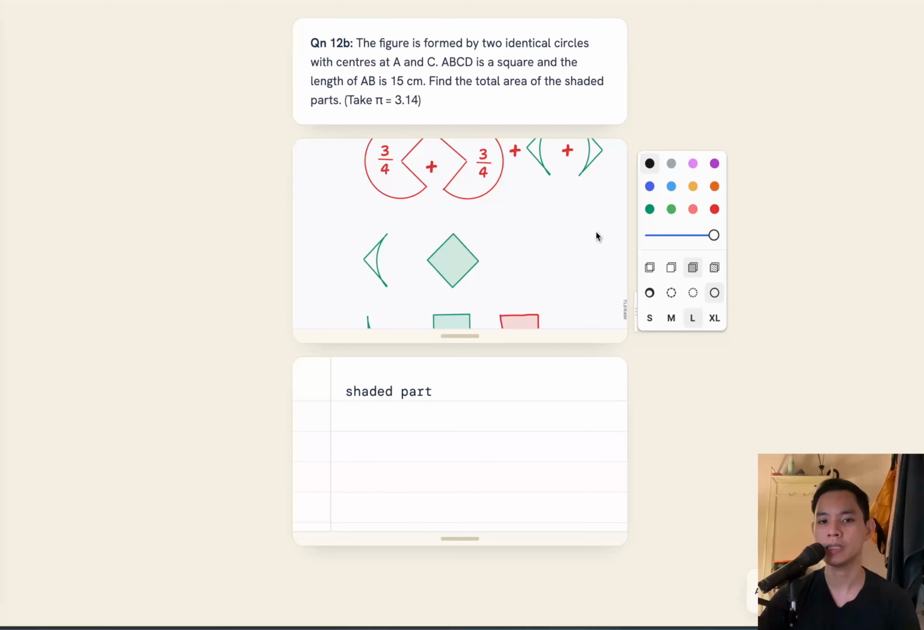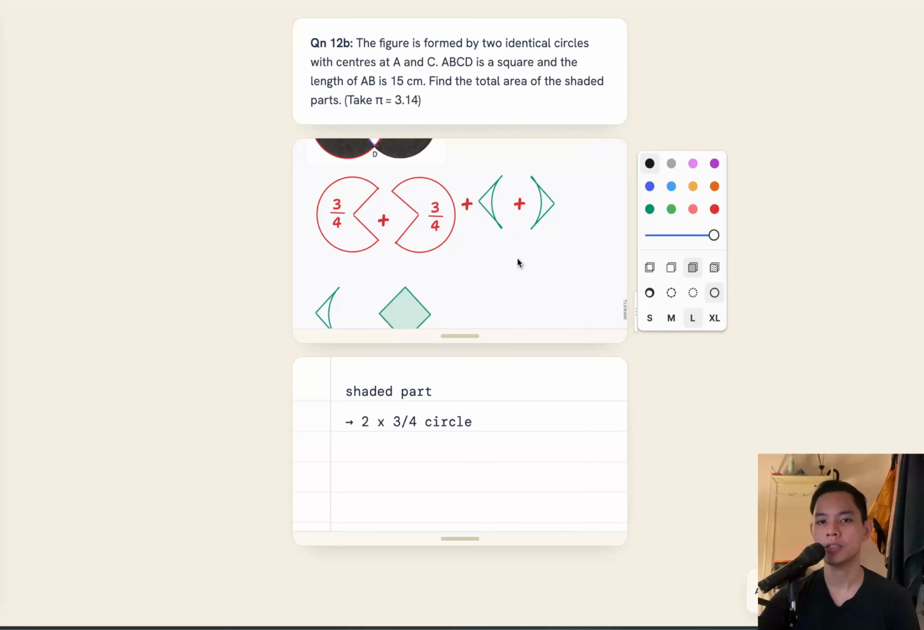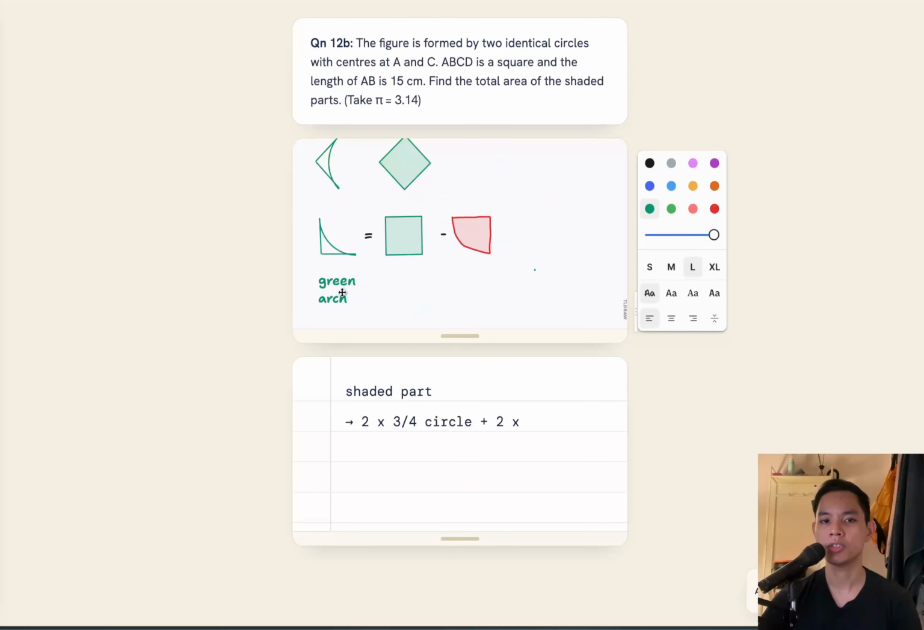All right, so let's put it into an equation. The shaded part is equal to 2 times 3/4 circle, plus 2 times the green arch. I call this green arc. Is it arc? No idea. These are the green arch, green arc. To get a green arch, basically it is the square minus a quarter circle.